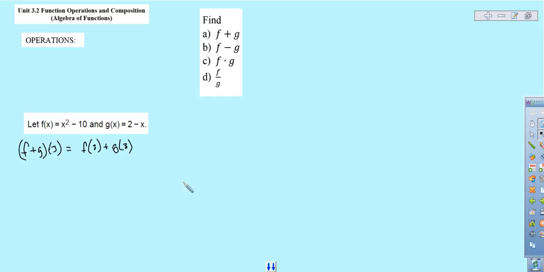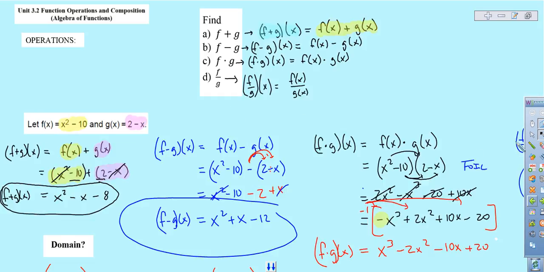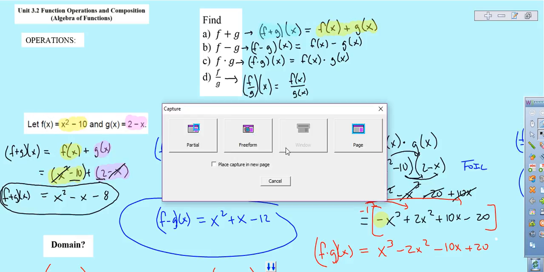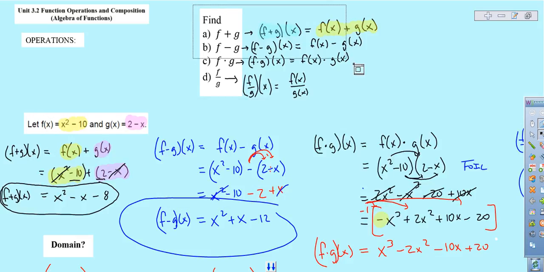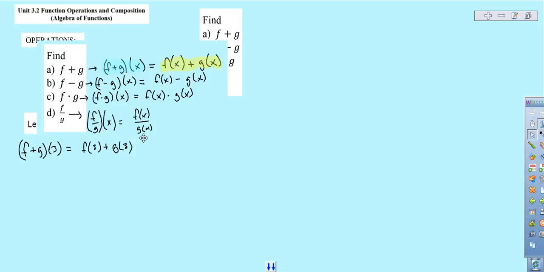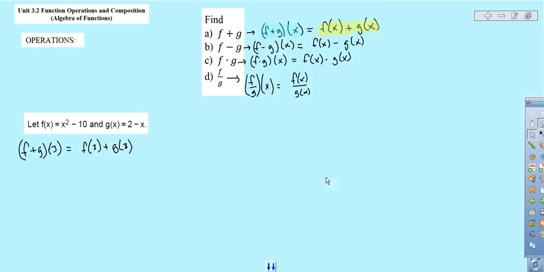All right, so we know that's what that means. If we come back to this page and take a little picture of this, and bring it across to our other slide, we know that f plus g of x means f of x plus g of x. And with function notation, the 3 means we're going to plug that in eventually. So here we are, with f of 3 plus g of 3.